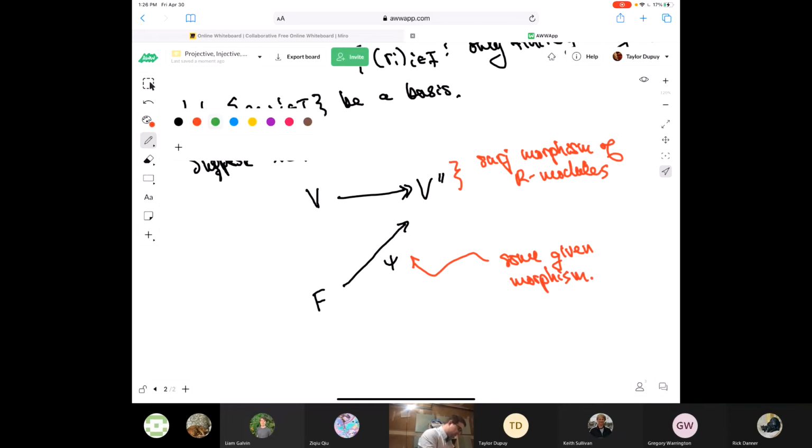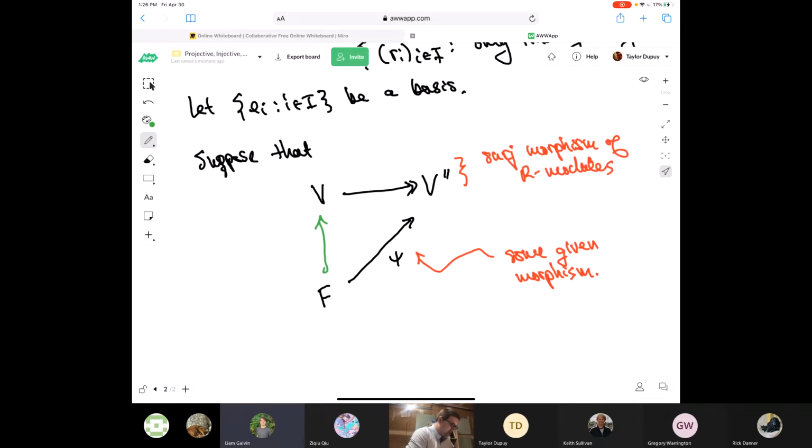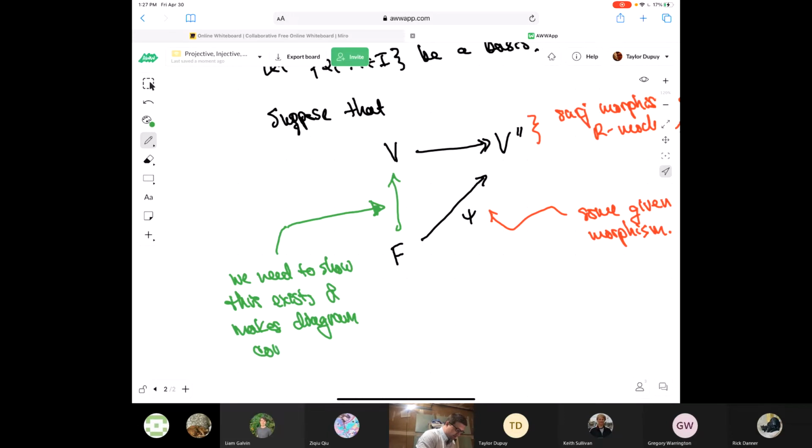So what we need to do is show, do we know that psi is surjective? No, we do not know that psi is surjective. It's just any map in the world. So we need to show that this thing exists and makes the diagram commute. Okay, so that's what we need to do.